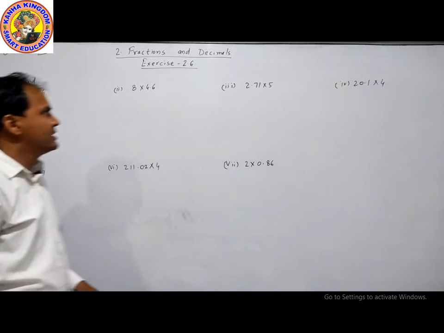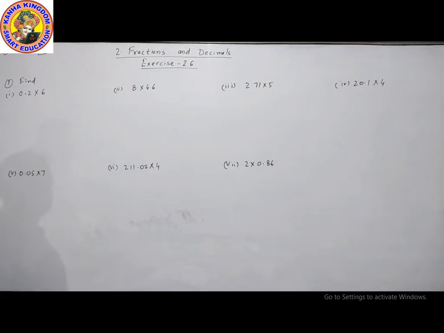Our today's exercise is exercise 2.6. In this exercise, we will multiply the decimal number by an integer number. First question is find 0.2 into 6. The multiplication is done by our simple multiplication. Here is 0.2 multiply by 6.